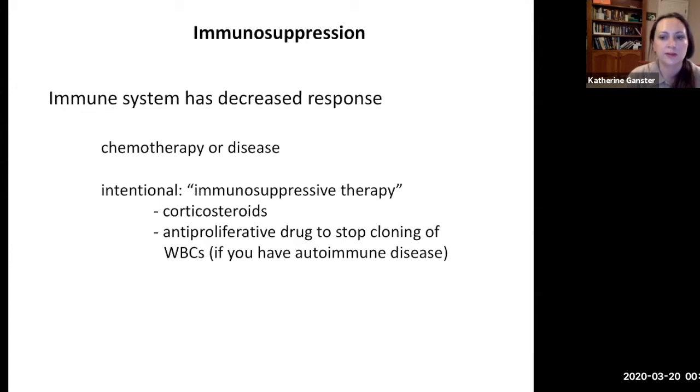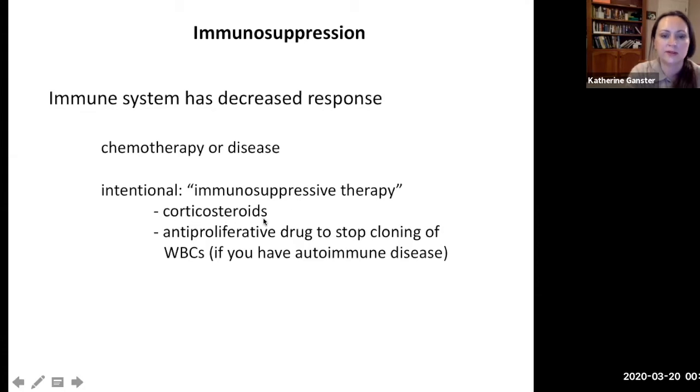And remember, these white blood cells are going to be proliferating when they become activated. And so some chemotherapy drugs can actually inhibit that proliferation, which can suppress the immune system. Some diseases can suppress the immune system. You can actually intentionally suppress the immune system. These are called immunosuppressive therapy drugs.